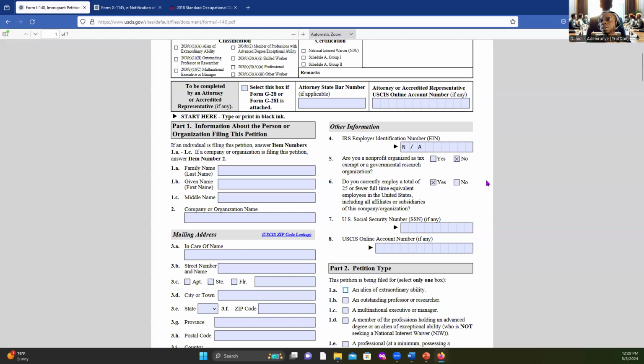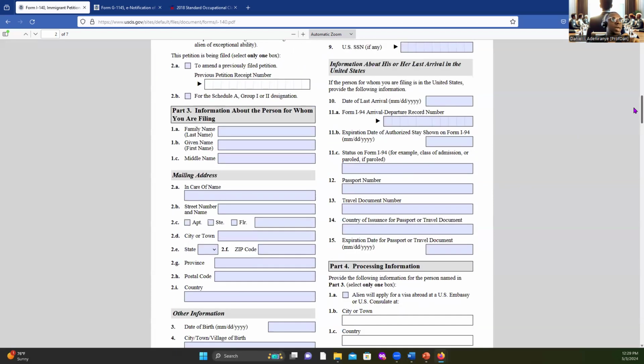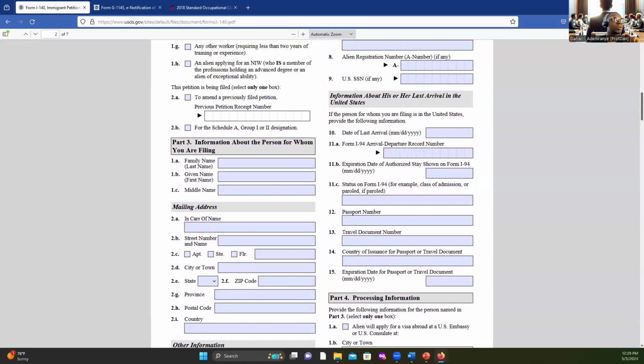Before we come back to that, let's go to Part 3, question 10 to 15. Part 3 of Form I-140, which is on page 2 of 7, question 10 to 15. This part has also been confusing to people. If you read this, it says, if the person for whom you are filing is in the United States, provide the following information. So for those who currently reside or are present in the US and you are filing your Form I-140, then you enter the US, you have a record of your date of last arrival, question 10.